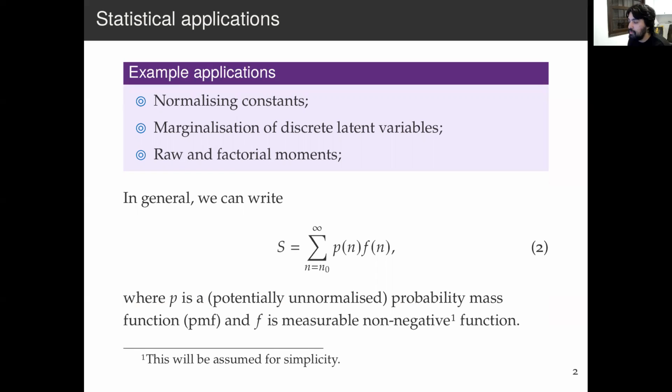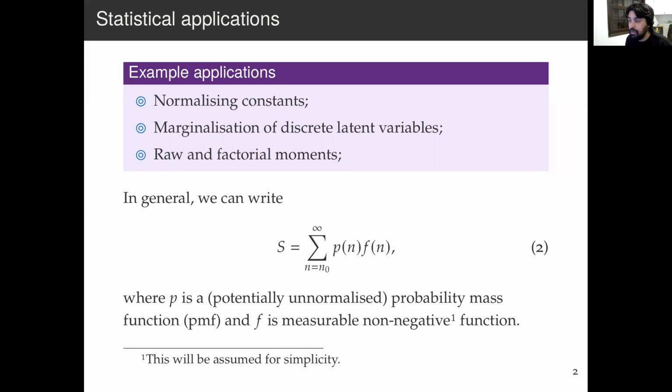Good. So there are many possible applications. Normalising constants are one of them, as I just mentioned. The other one, which is quite important, is marginalisation of discrete latent variables in statistical models. This has become an important thing. Well, it's always been an important thing, but it's become even more important in the Bayesian context with things like Stan.